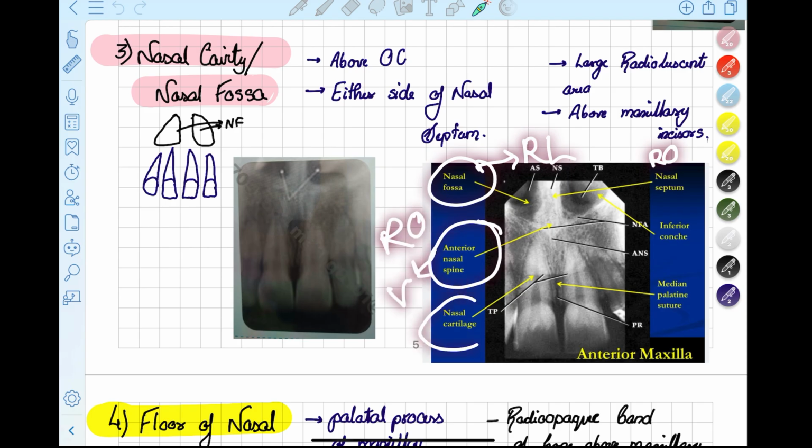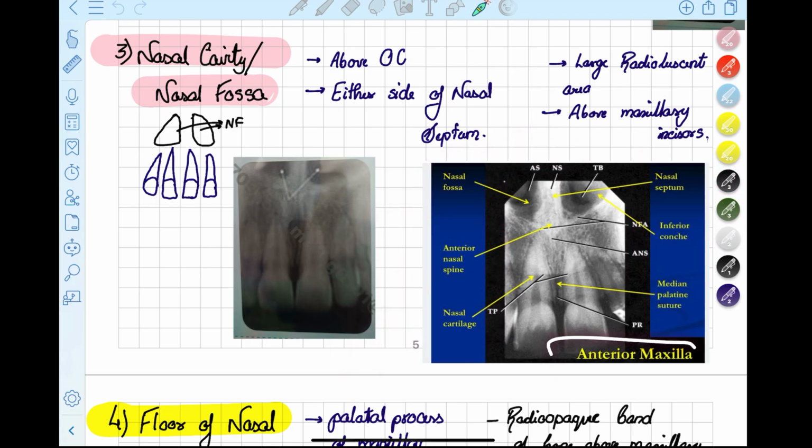This is the nasal cartilage. It also appears radio opaque. This is the inferior conchae. Conchae is a bony structure. It also appears radio opaque. Median palatine suture appears radiolucent. These are the structures seen in the anterior maxilla.